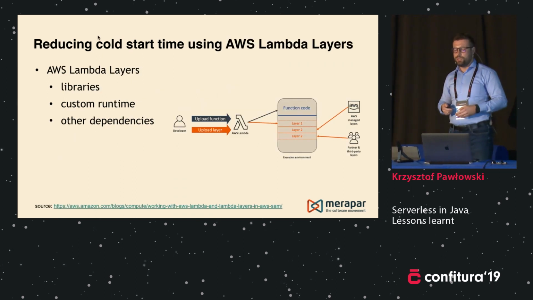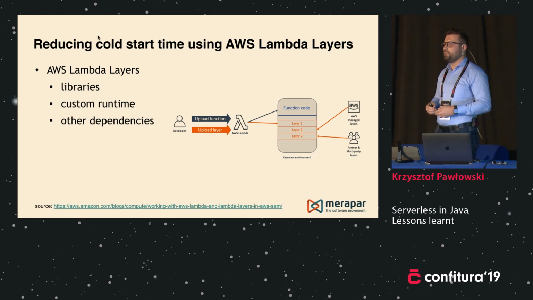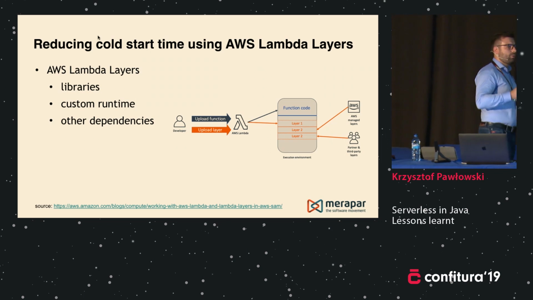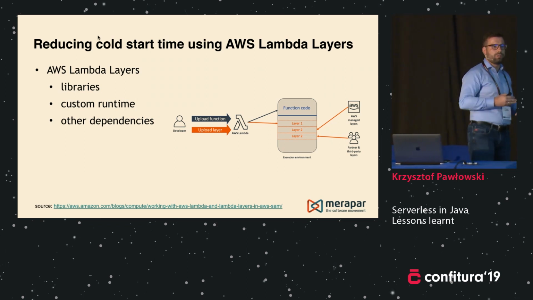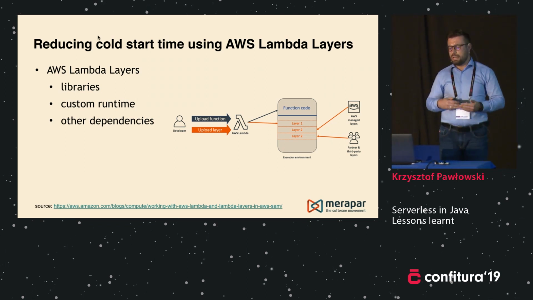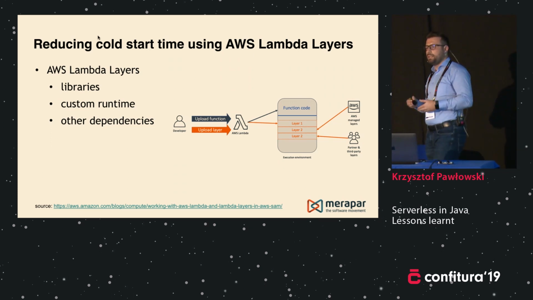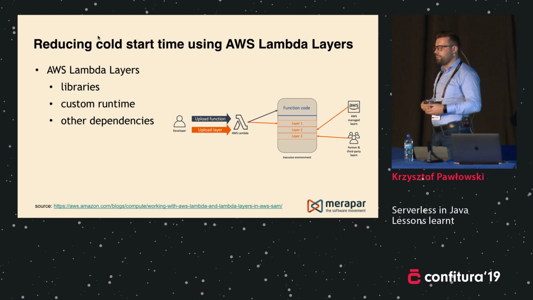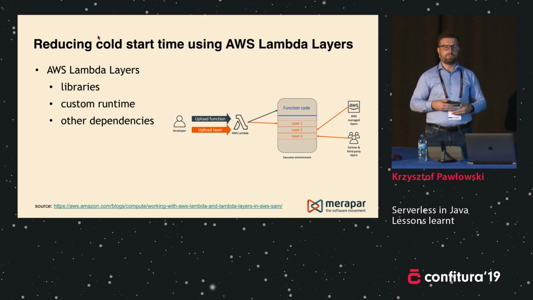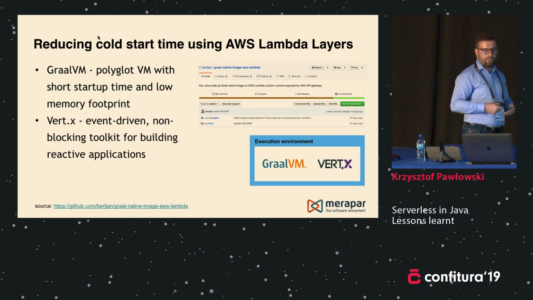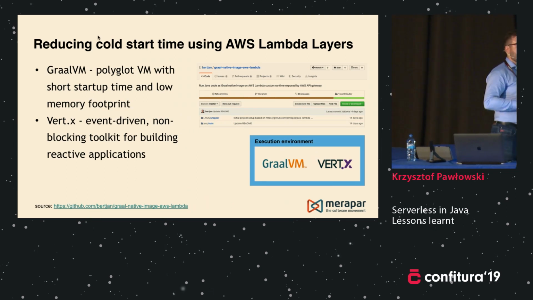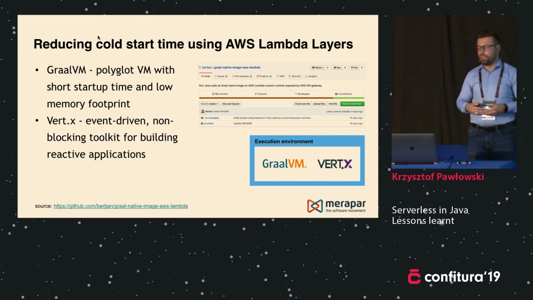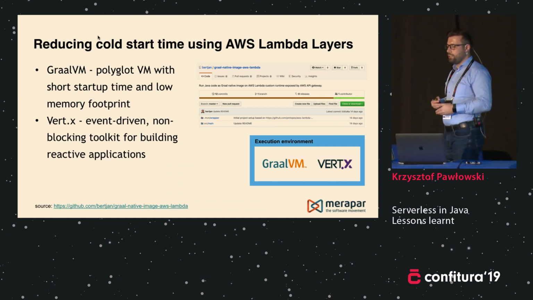Another thing that was introduced by AWS recently is AWS Lambda Layers, which help you build layers of your Lambda functions, like you have layers in a Docker image, where you can add some libraries and dependencies. But also, using those Lambda layers, you can define your custom runtime, which means that you can resign from using OpenJDK 8, which is the default one for Lambda functions. You can build your own execution environment.